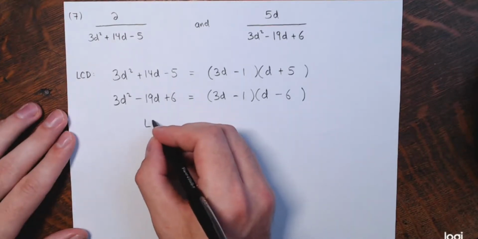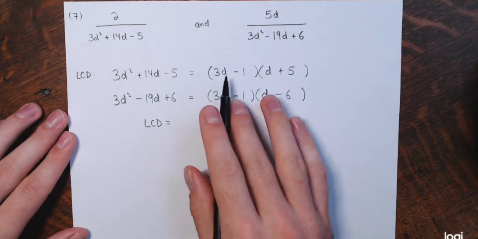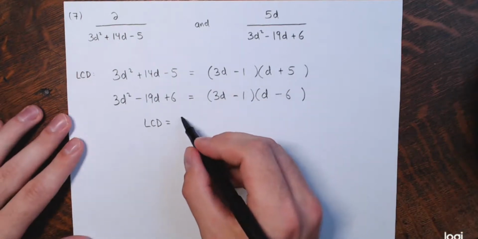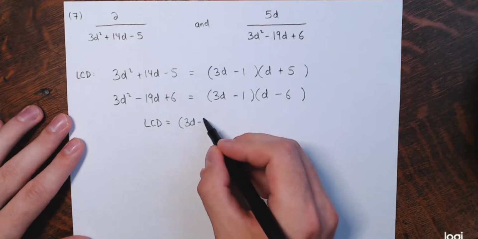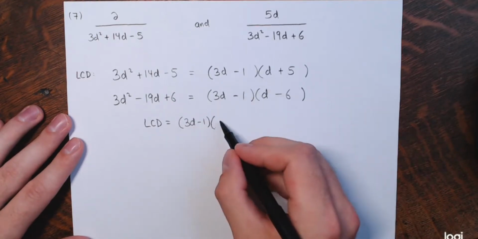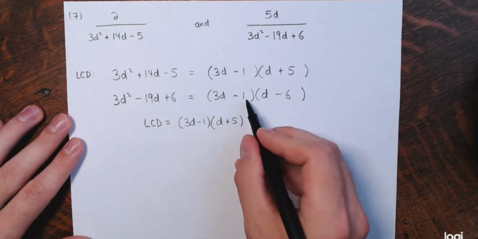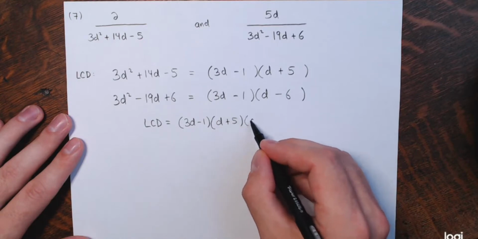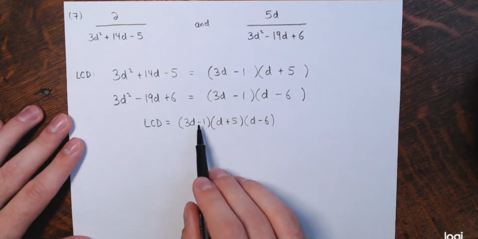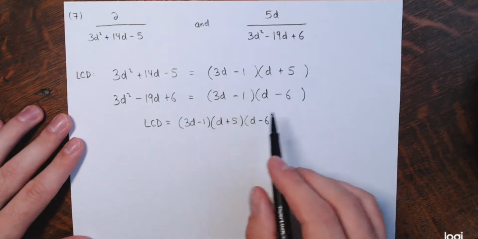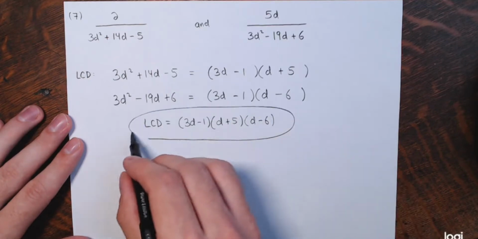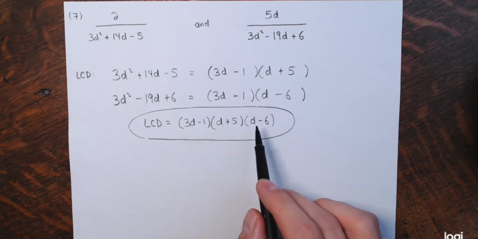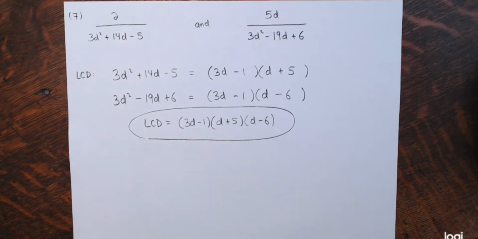So the LCD, right, now we're back to those examples where everything was to the first power. The LCD is going to have factors of 3d minus 1, d plus 5, and again, don't write 3d minus 1 again. I already wrote it. And then d minus 6 to some power. And the highest power on any of these is the first power. So there's the LCD, right? All those factors to the first power. 3d minus 1 times d plus 5 times d minus 6.